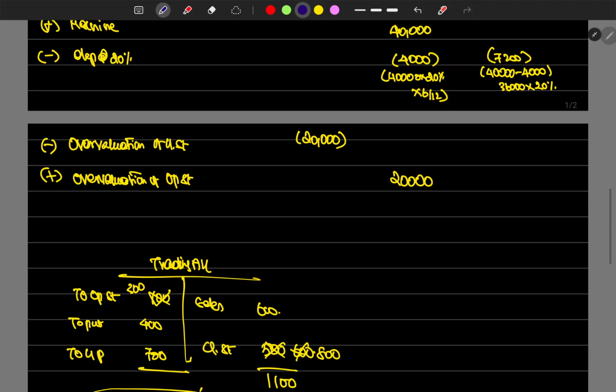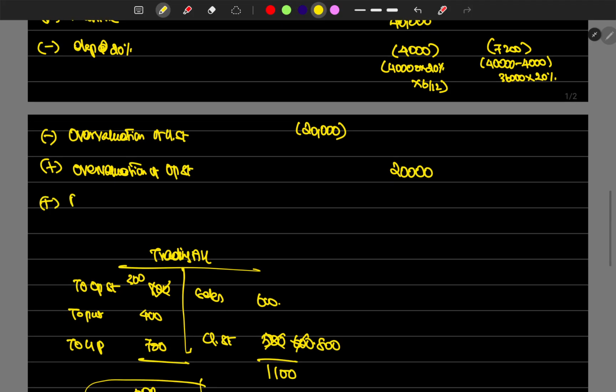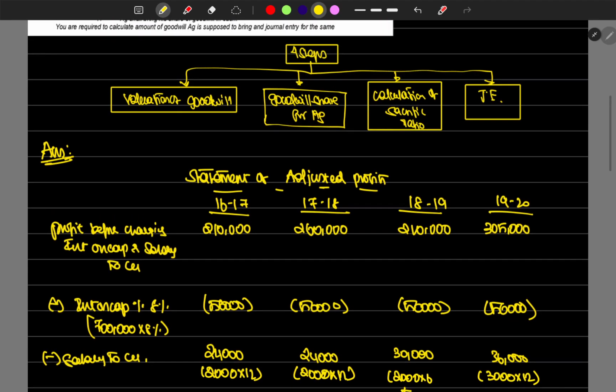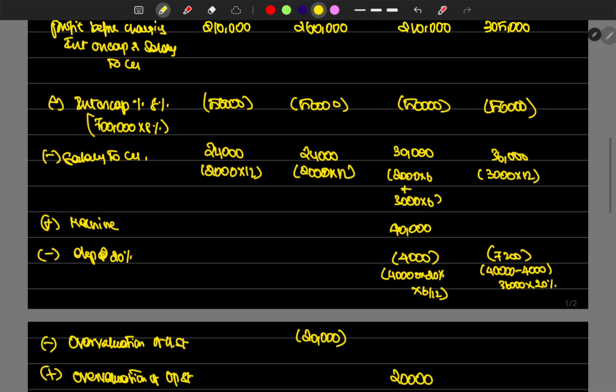Add abnormal loss. How much? Which is 10,000 in the 16-17.